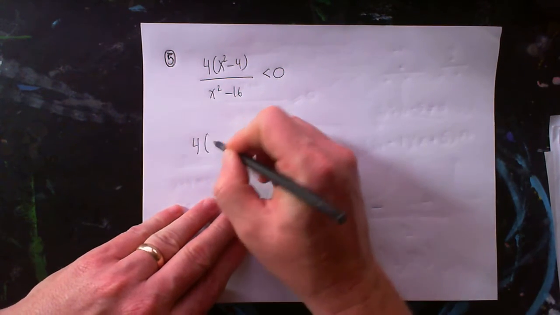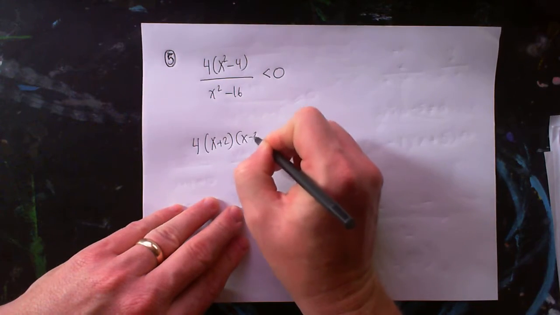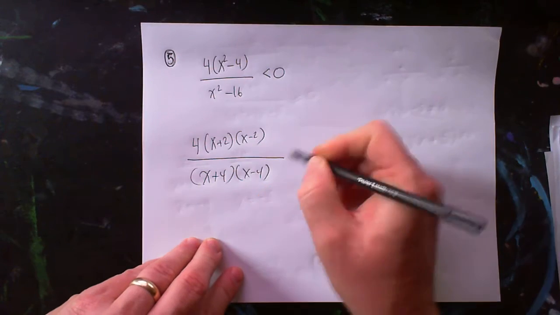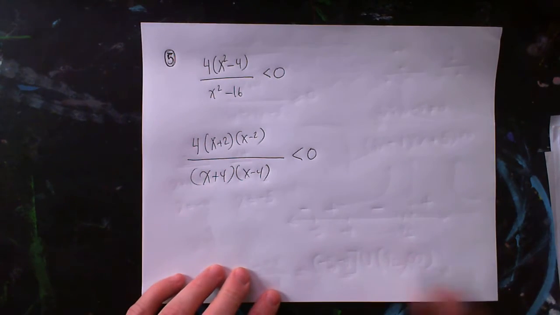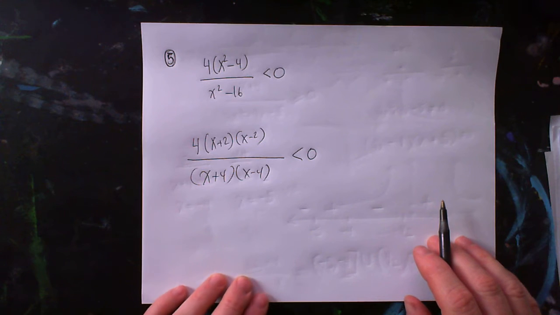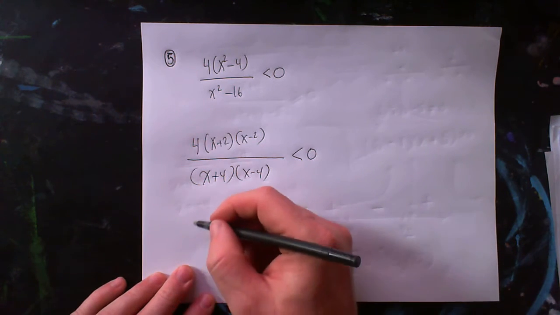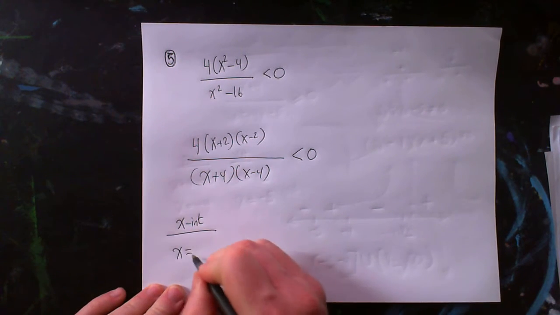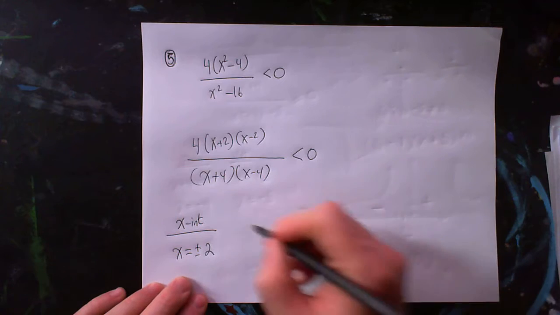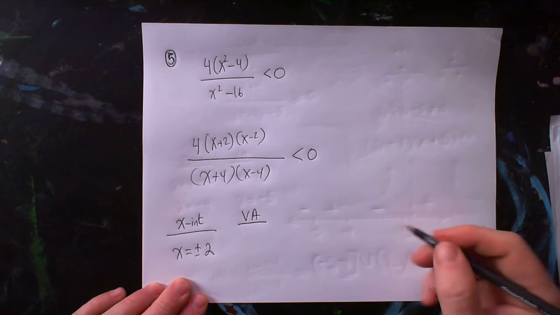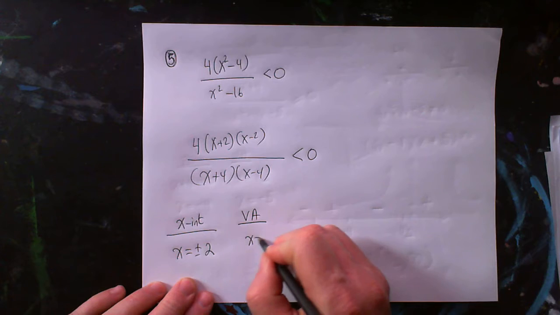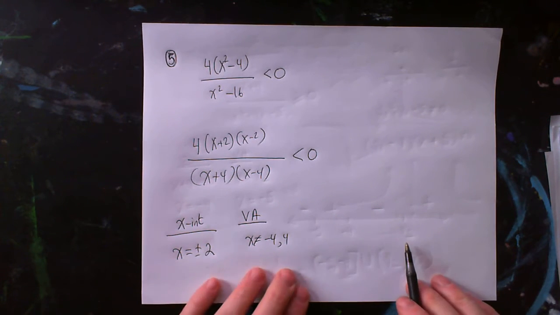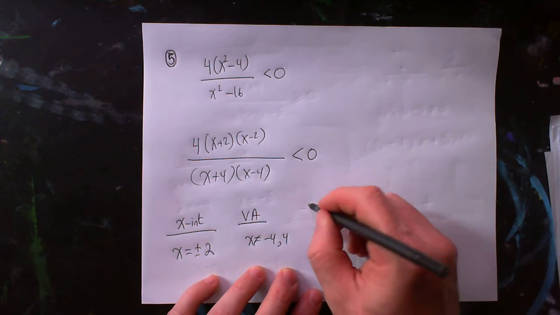So the numerator, we can factor to x plus 2 times x minus 2. In the bottom, we have x plus 4, x minus 4, less than 0. Nothing cancels, so we are immediately ready to go to our sign line. Let's see, our x-intercepts come from the zeros of the numerator. That's going to be x equals plus or minus 2. And then our vertical asymptotes, that's going to be x cannot equal negative 4 or 4.